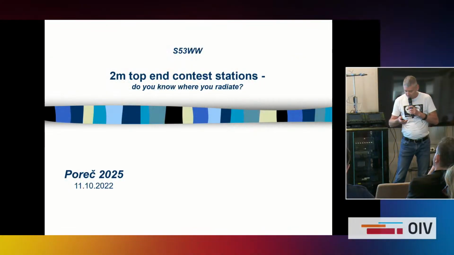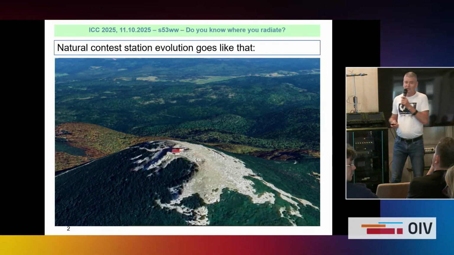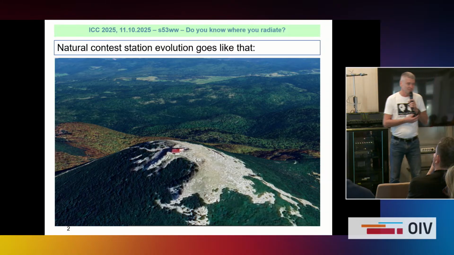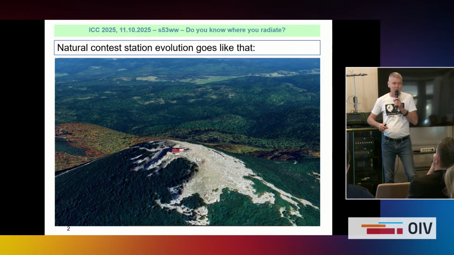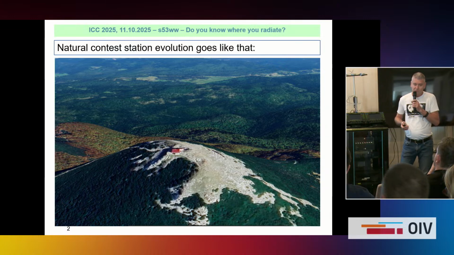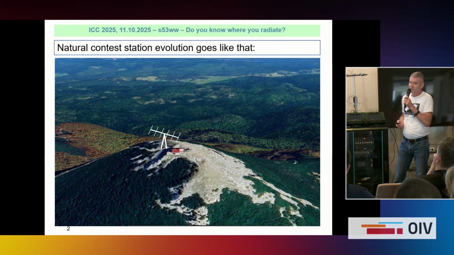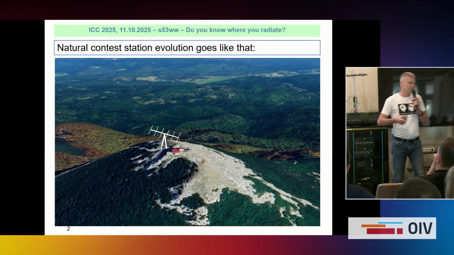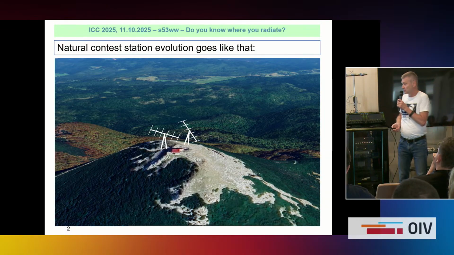So you start the contest by choosing a location first, right? You choose a location, and this is Snezhnik, where S50C operated in the last September contest here. And then you would put first one antenna. But that was 4 years back. Today you wouldn't start with one antenna, you would start with 2 antennas, of course.